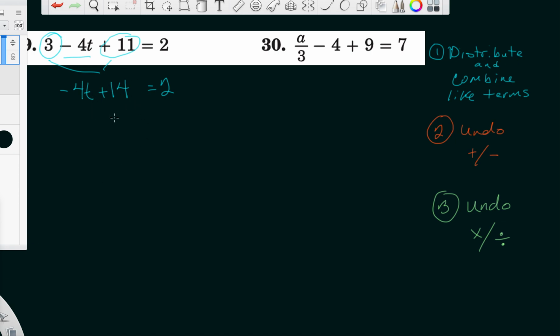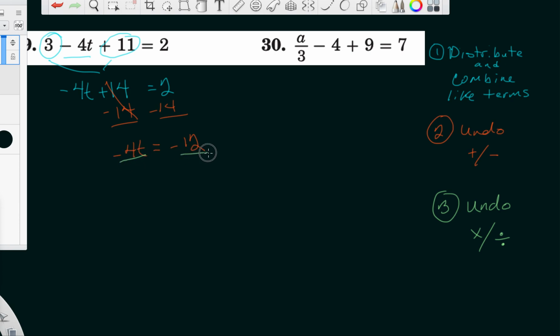Step 2 says undo that addition or subtraction. So we're going to undo this addition, this plus 14, with a minus 14. And I do it on the other side. Minus 14. This goes away. I'm left with negative 4t, my equal sign. Now 2 minus 14 is negative 12. Now we all know that t equals 3, but we have to show it because that's what mathematics is, showing how we get from the beginning to the end.